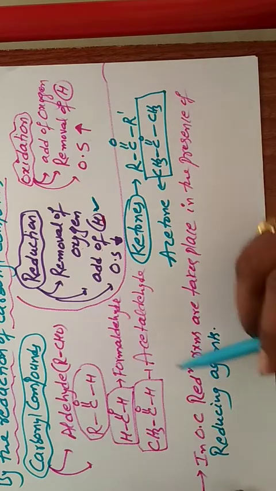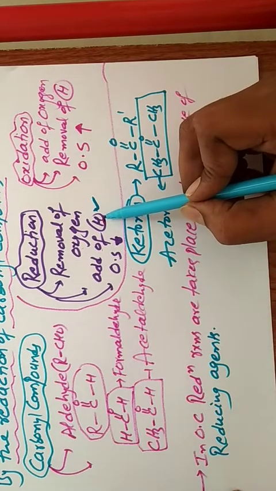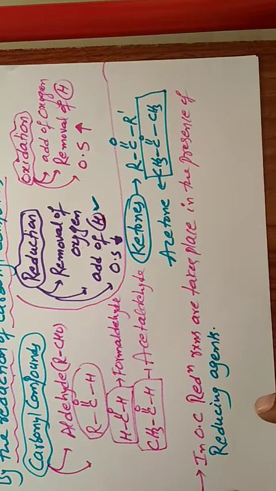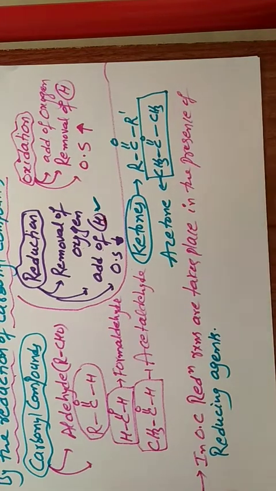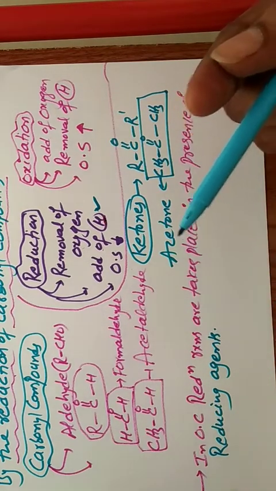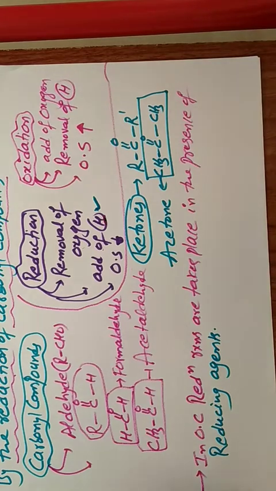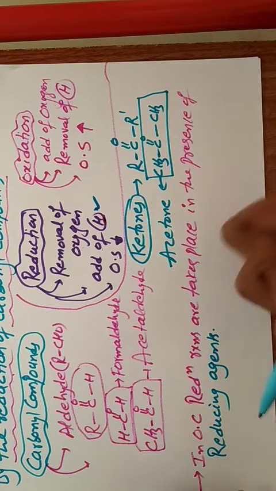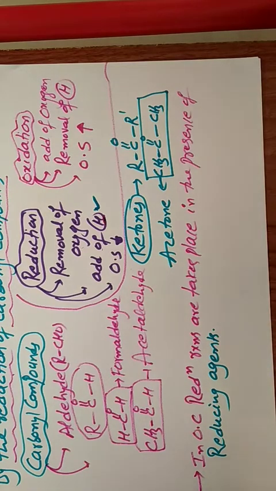Okay, understood? Reduction means we can use this definition: hydrogen atoms are added. But a hydrogen atom is unstable at atmospheric conditions, so that's why hydrogen atoms are released by some chemicals. Those chemicals are generally taken as reducing agents. What are the reducing agents?